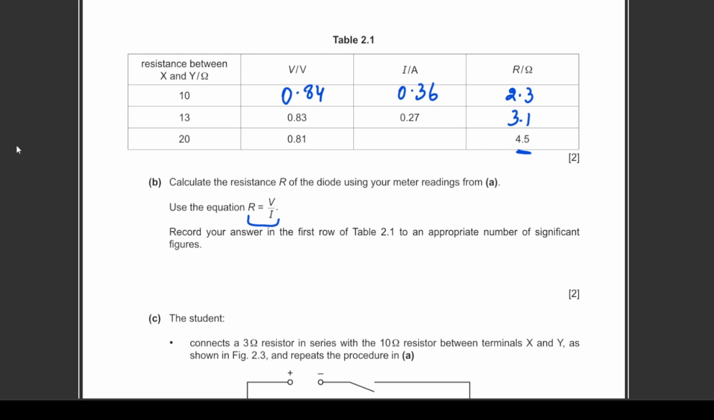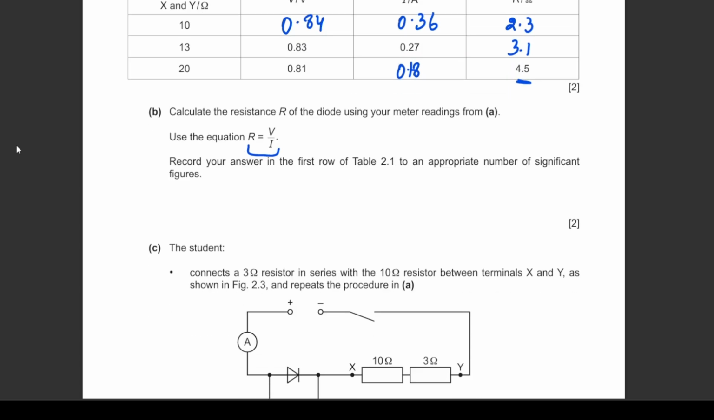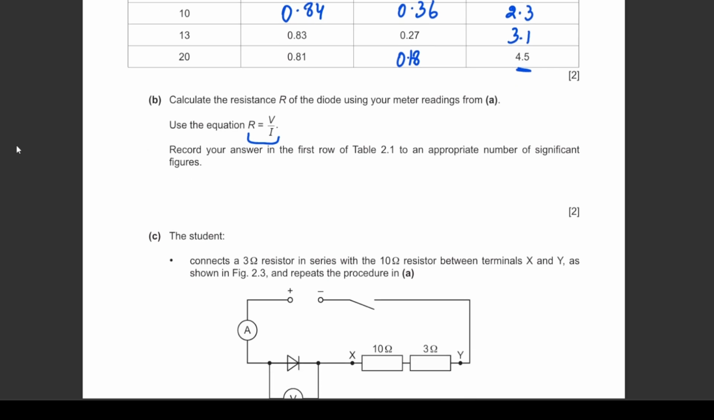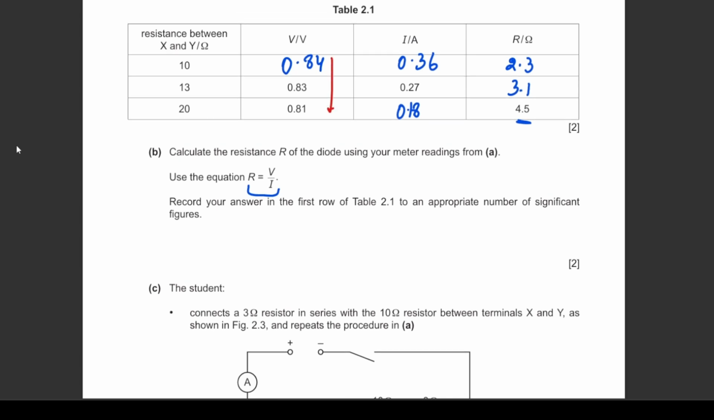And then again, I'm going to follow the trend in the column. So these ones are being rounded off to probably 2 decimal places. So this will come out as 0.18. Yeah. He does mention that record them to an appropriate number of significant figures, but we have filled the table with the calculations based on the trend in the column. So we can say it's 2 significant figures throughout.